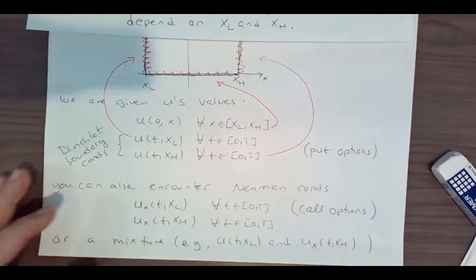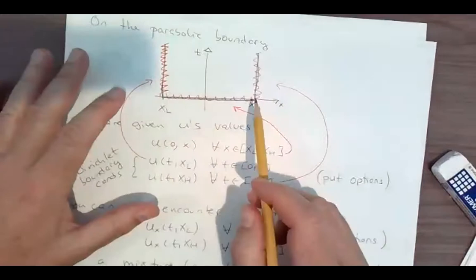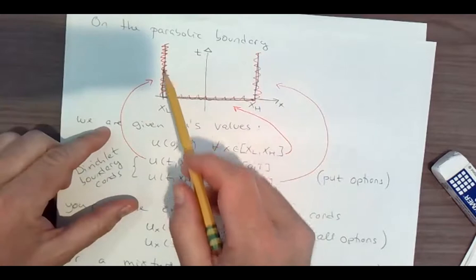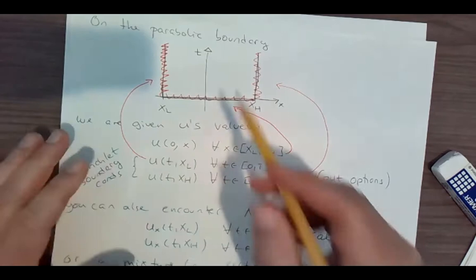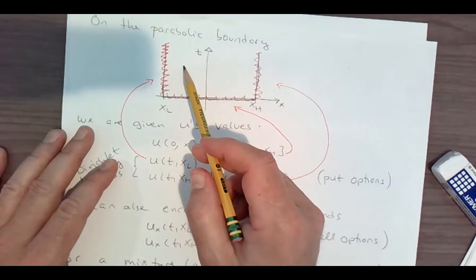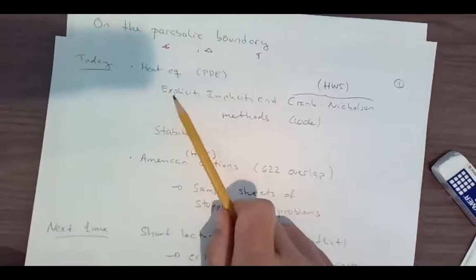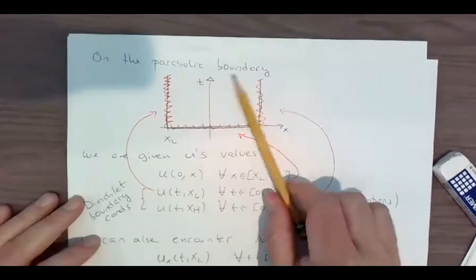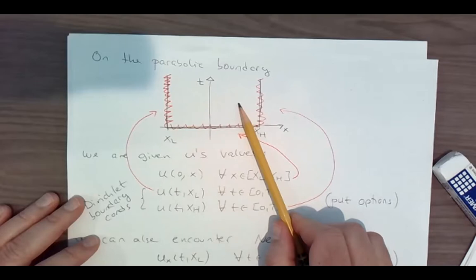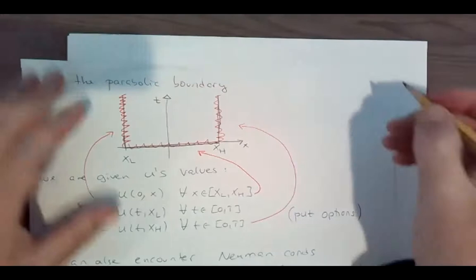So the starting point is that we have gridded out this box, this rectangle, and we're given the values on the edges. And now what we want is a method that will allow us to fill in all the values on the inside. That's what these methods are about. That's what the explicit, the implicit, and Crank-Nicolson do. They allow us to fill in all the values that are strictly inside the box. So let's talk about how to do that.